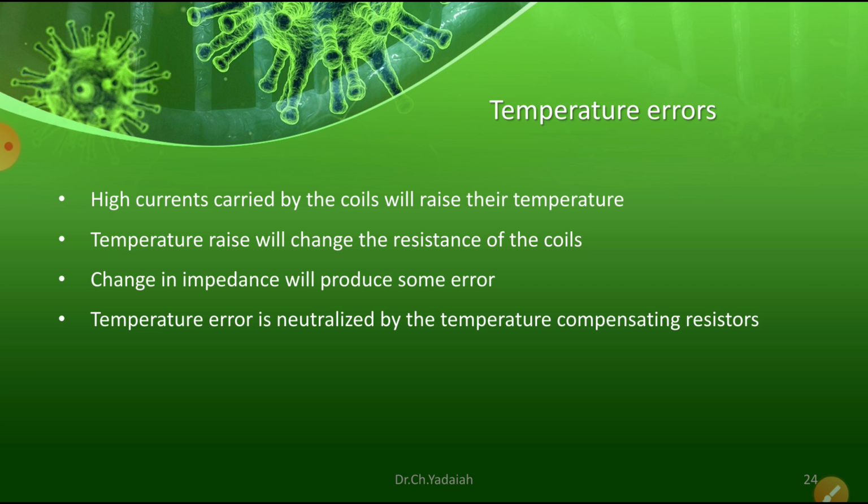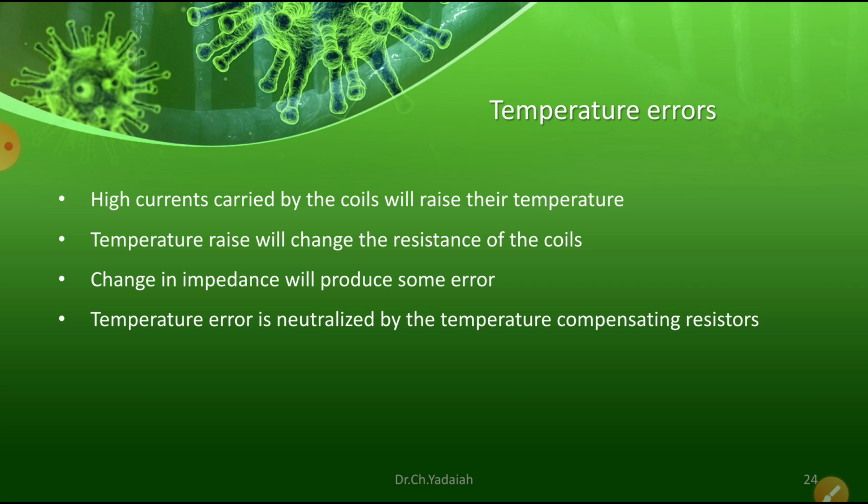Okay, now these are some errors we have seen in our instruments. So this is the temperature error. What are the errors in dynamometer type wattmeters? That is mainly torque to weight ratio error, frictional losses error, frequency errors, eddy current errors, stray field errors and temperature errors in dynamometer type instruments. Okay, these are the errors in our instruments.